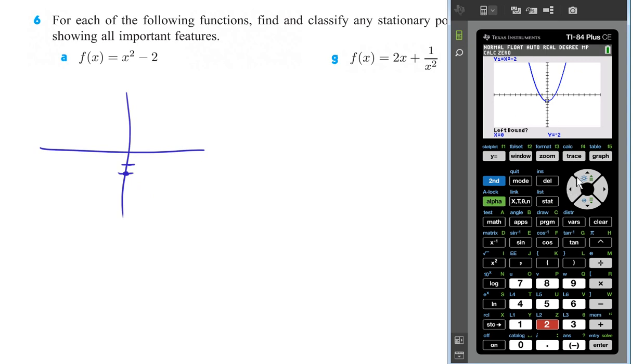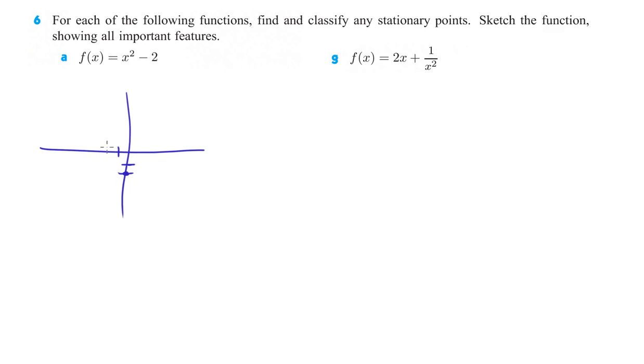Okay, so left bound. Got to get that cursor there to the left before it's crossed through the x-axis. Okay, now it's to the left. And then we got to move it over to the right after it's crossed through the x-axis, which is there. That works. And then enter. It's going to find the sign change between those 2 points, which is -1.41.